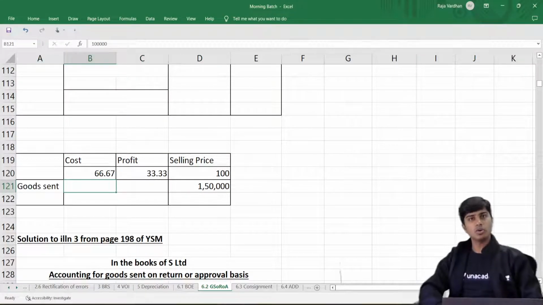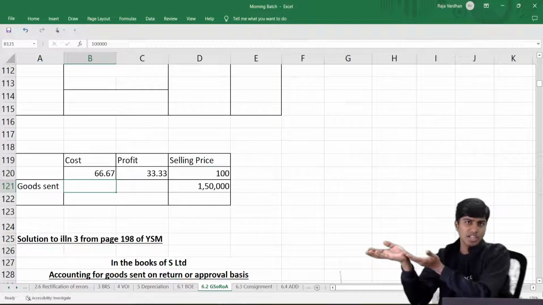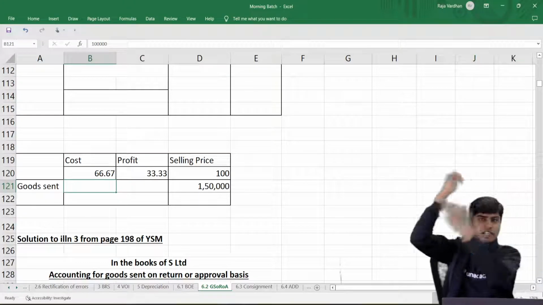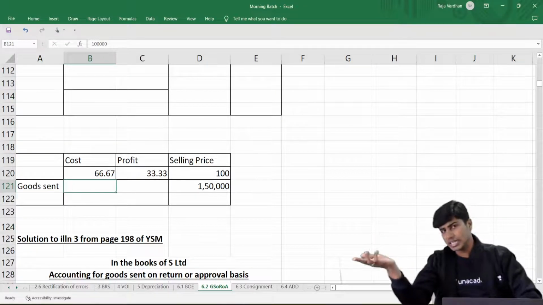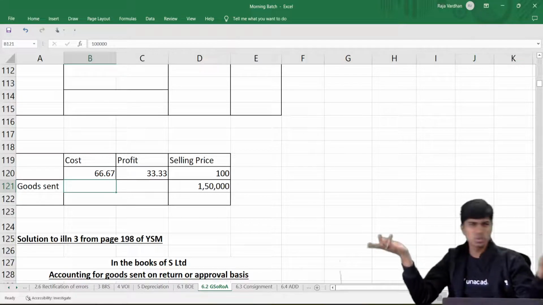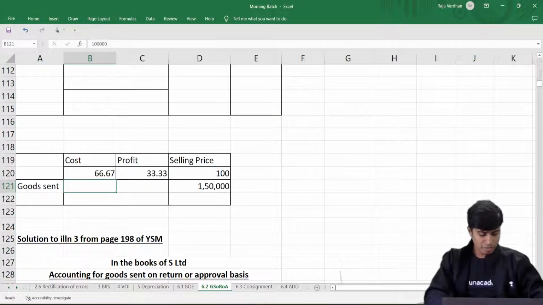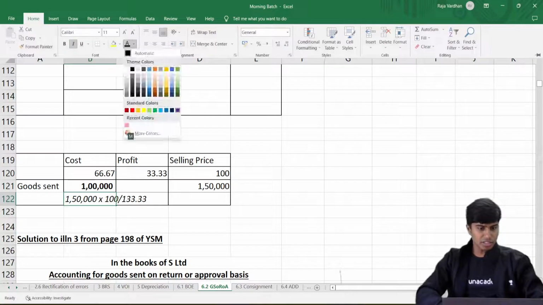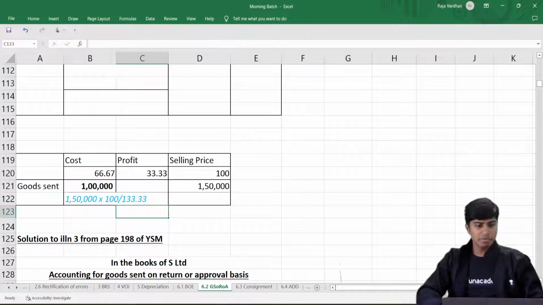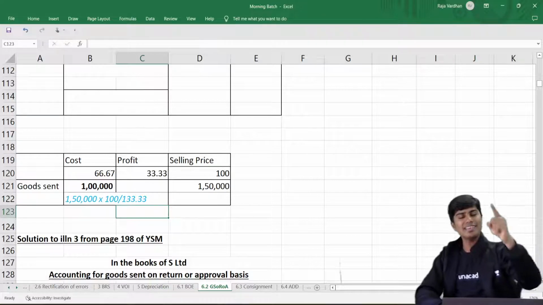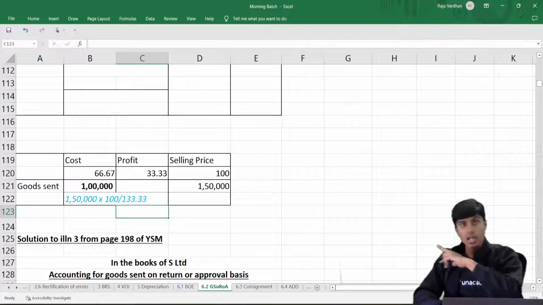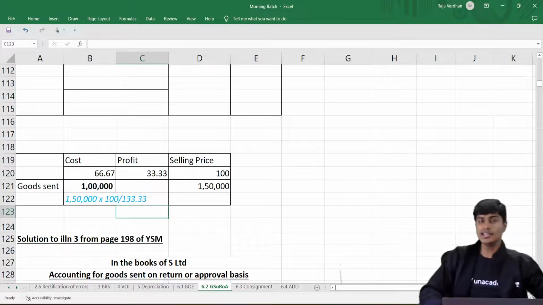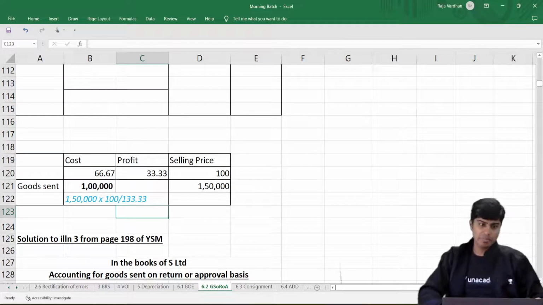Can we find how much is the cost? Very simple. 1,50,000 into 66.67 divided by 100 and you will get it. Or you can also do 1 by 3 on sale, 1 by 2 on cost basis. It would work. So here I am getting 1 lakh. How do you get 1 lakh? It is 1,50,000 into 100 divided by 133.33. 1 lakh is the cost of goods which were lying with the recipient, which are neither accepted nor returned, and the time to return has still not lapsed.